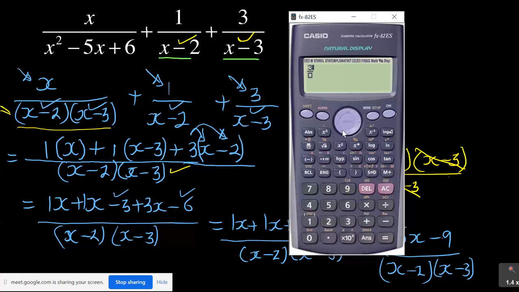That's a good one. Okay. I like that you chose a 3 there. So it will be 3 squared minus 5 times 3, then plus 6, and then plus 1 over 3 minus 2, and then plus 3 over 3 minus now 3.